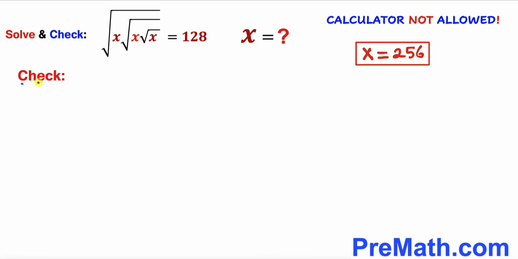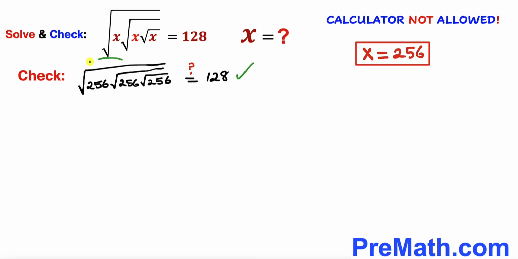Now we are going to check our solution for any extraneous values. I'm going to replace this x with 256, likewise this x with 256, and likewise this x with 256. Our question is: does the left hand side equal 128? As you can see in this next step, I have substituted x values over here, and our question is whether the left hand side equals the right hand side. Now we are going to start from inside. The square root of 256 is 16.